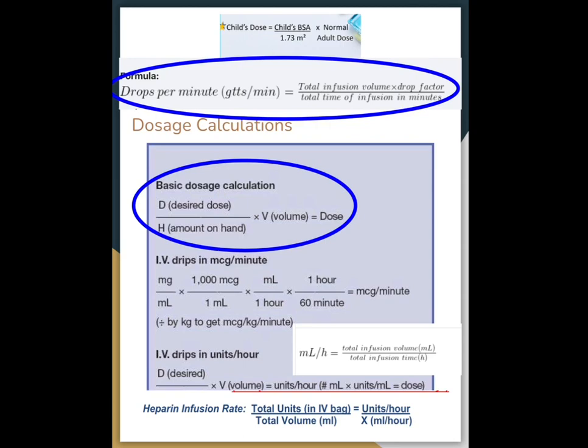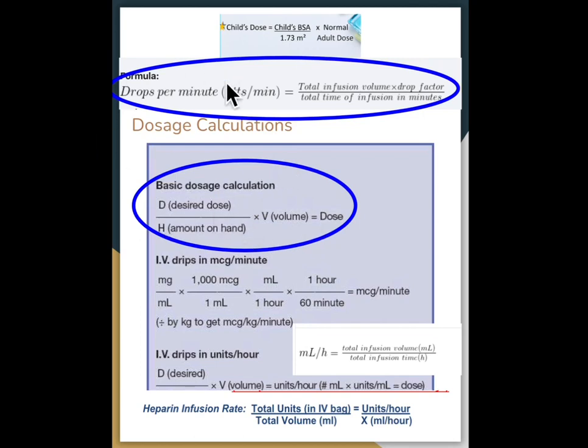Okay, so basic dosage calculation. Know this formula. If you know nothing else, know D over H times V gives you the dose. The PO dose, usually we're talking about tablets, capsules, maybe reconstituted medications, those powder formulations where you have to add water and stir. All right, so those are basic dosage calculations. Those will get you through those types of questions.